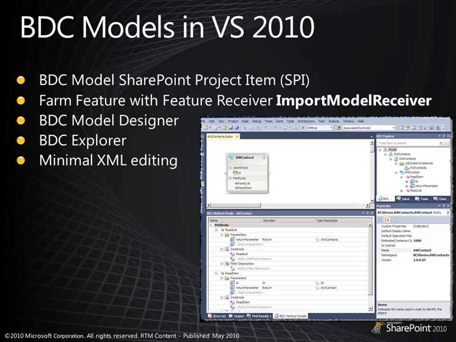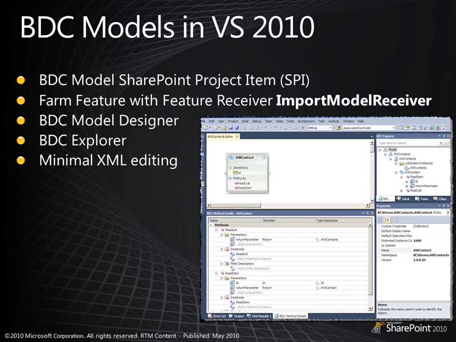Visual Studio 2010 includes a new BCS model SharePoint project item, which includes a designer to help model your entity classes. The project creates a farm feature with a feature receiver, which uses a SharePoint supplied feature receiver to automatically install your model into the BDC. The BDC Model Designer allows a developer to construct entity classes, methods, method instances, parameters, and filters, using a property grid type editor.